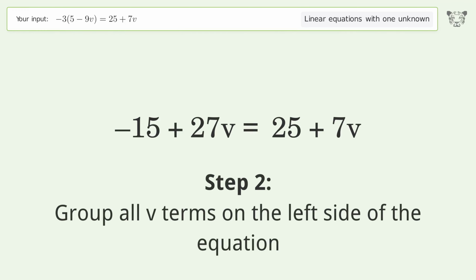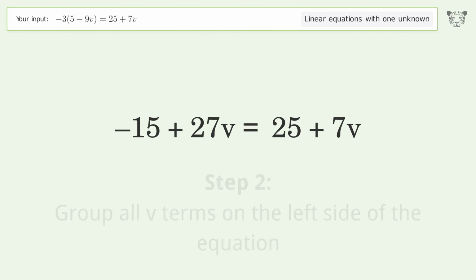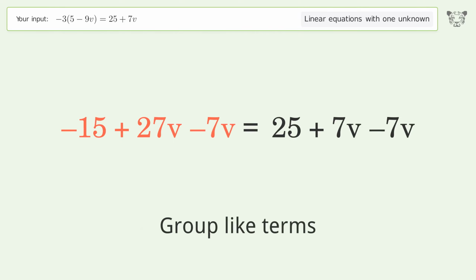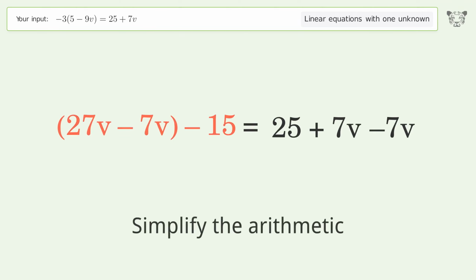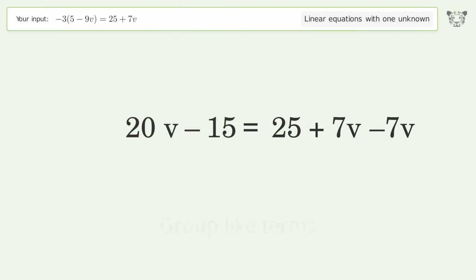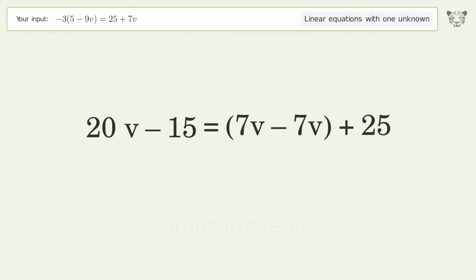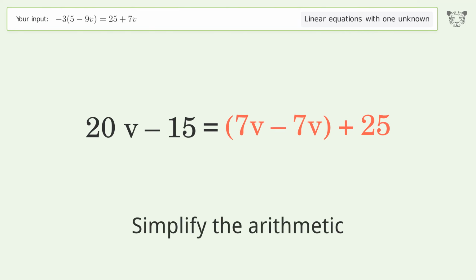Group all v terms on the left side of the equation. Subtract 7v from both sides. Group like terms. Simplify the arithmetic. Group like terms. Simplify the arithmetic.